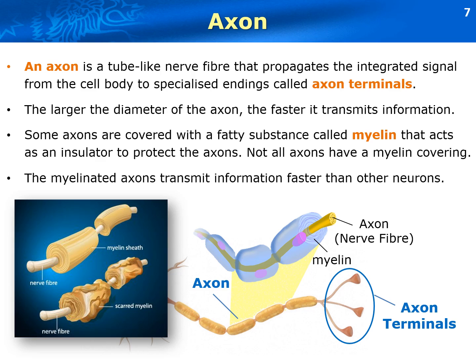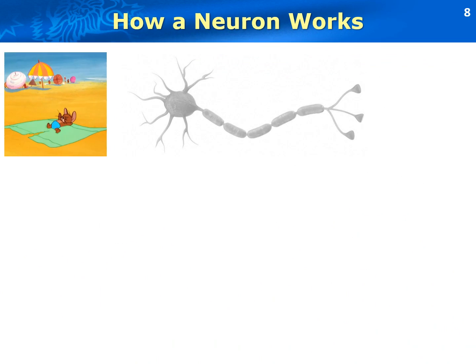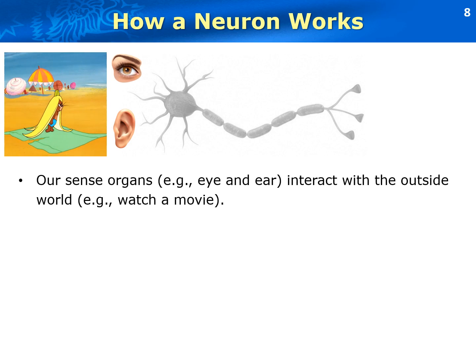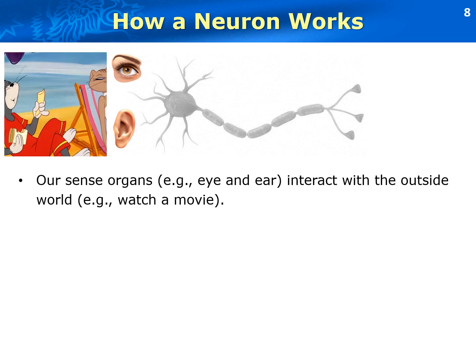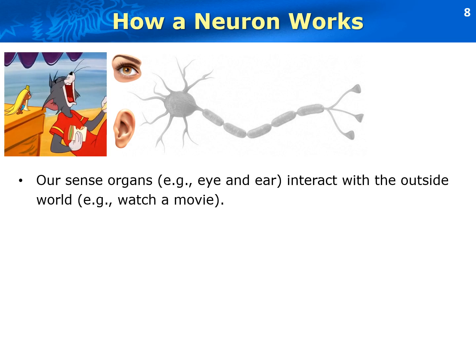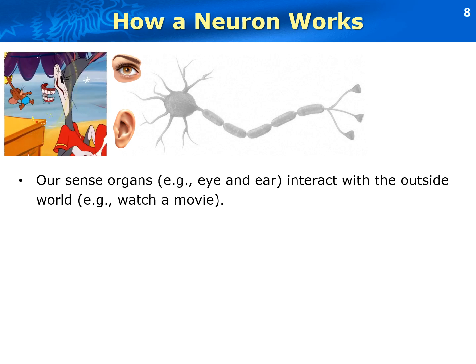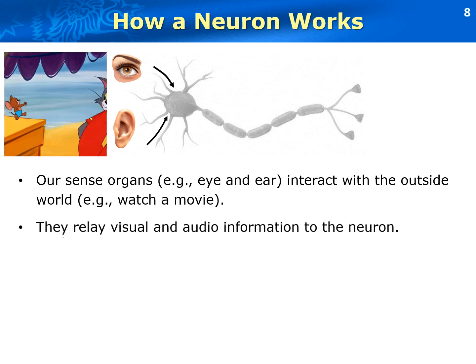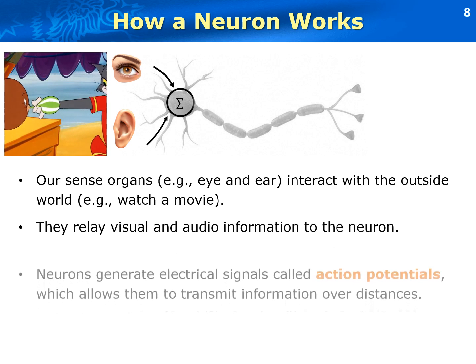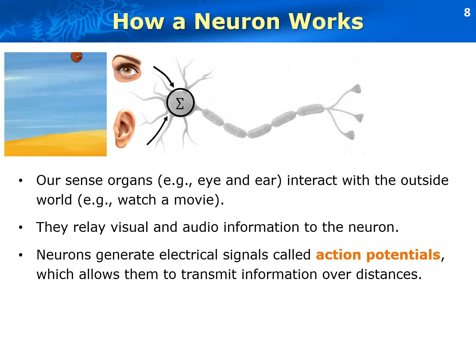Based on the aforementioned concepts, we are now ready to learn how a neuron works. When we watch a movie, for example Tom and Jerry, our sense organs, such as eye and ear, are often interacting with the outside world. They relay visual and audio information to the neuron. After that, neurons generate electrical signals called action potentials, allowing them to transmit information over long distances.